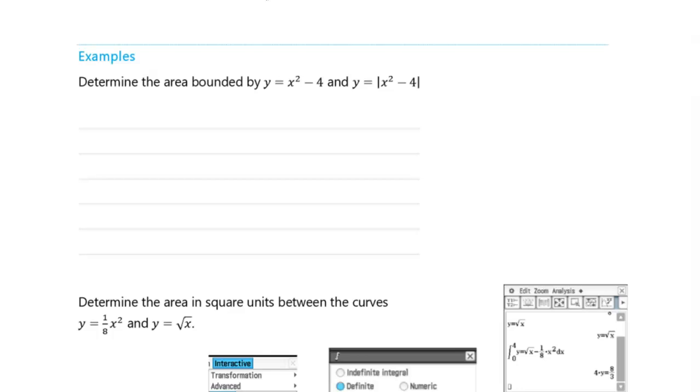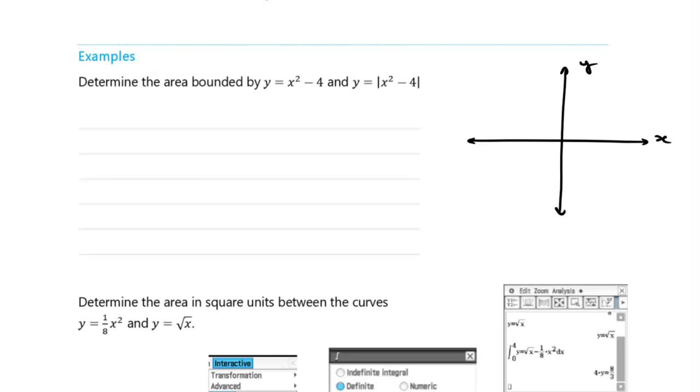We want to determine the area bounded by y = x² − 4 and y = |x² − 4|. Now, they haven't given us a particular region that we're working within here, so a quick sketch will help us visualize the situation.